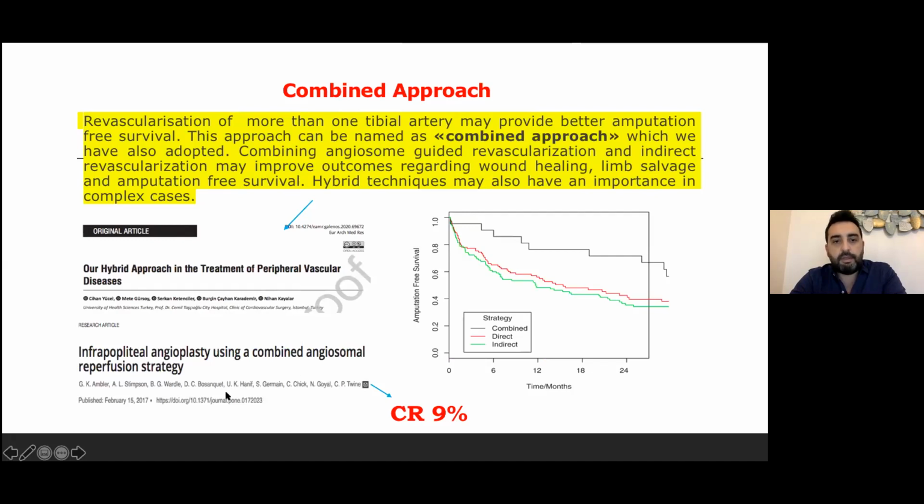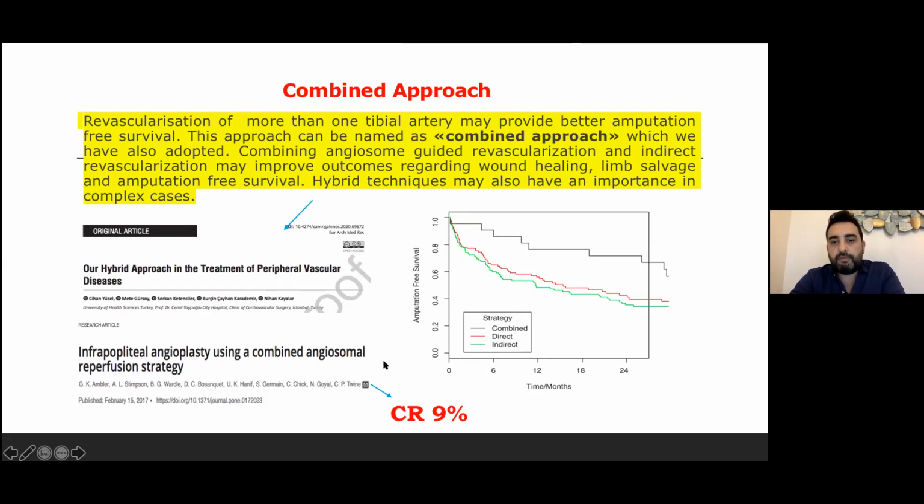And this combined approach, combined revascularization, was compared in this study with the direct approach and the indirect approach. Infrapopliteal angioplasty using a combined angiosomal reperfusion strategy is an excellent study of Ambler et al. And they found amputation-free survival is better in the combined approach.